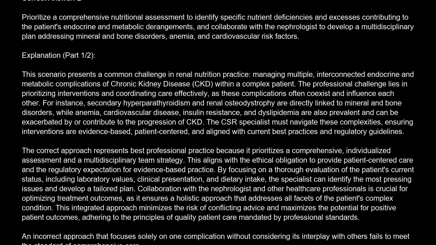Explanation. This scenario presents a common challenge in renal nutrition practice: managing multiple, interconnected endocrine and metabolic complications of chronic kidney disease, CKD, within a complex patient. The professional challenge lies in prioritizing interventions and coordinating care effectively, as these complications often coexist and influence each other. For instance, secondary hyperparathyroidism and renal osteodystrophy are directly linked to mineral and bone disorders, while anemia, cardiovascular disease, insulin resistance, and dyslipidemia are also prevalent and can be exacerbated by or contribute to the progression of CKD.